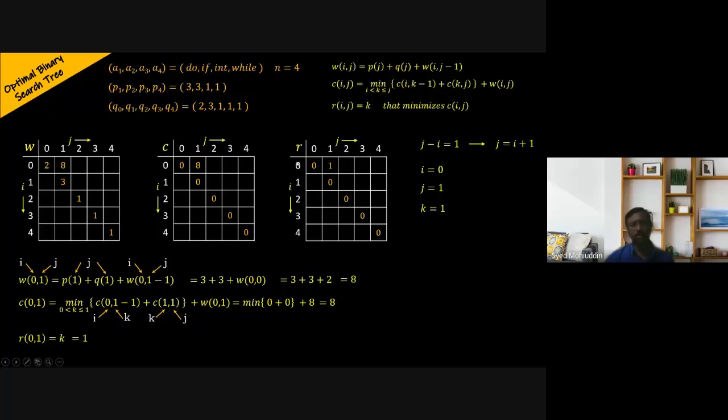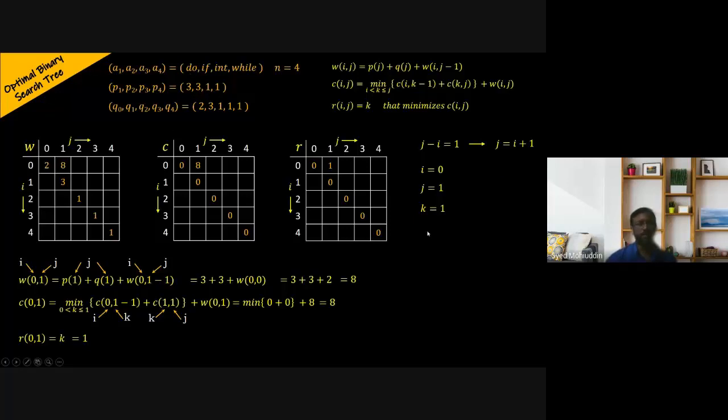Then what is the root? The root is nothing but the k value. We are getting k as 1, and that was the minimum. So k is 1. In the root table we have stored 1 in the 0, 1 cell. In that cell we have placed 1, which is the root. Now what is this 1? 1 is actually A1, which is do. So we considered only one element, the first element do, and that becomes the root, and the cost of the tree is 8.